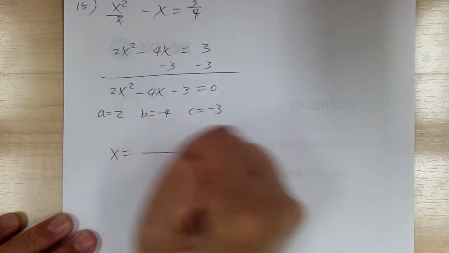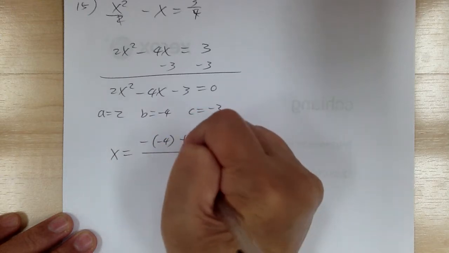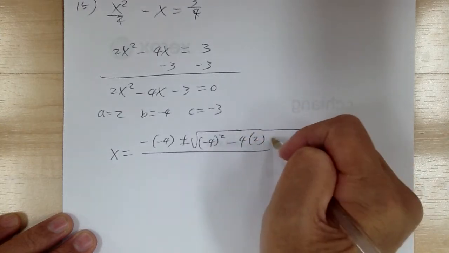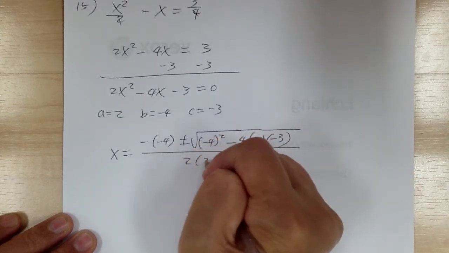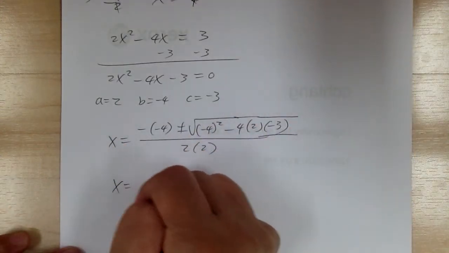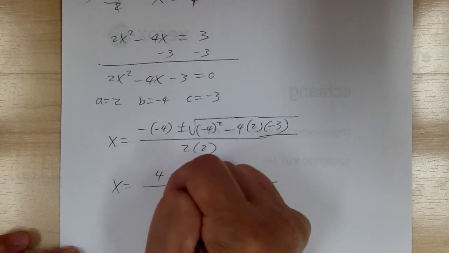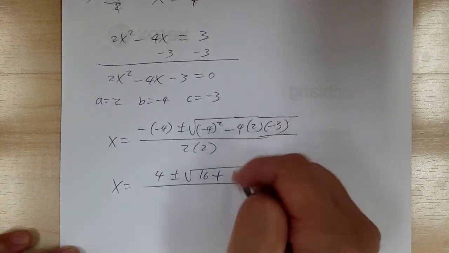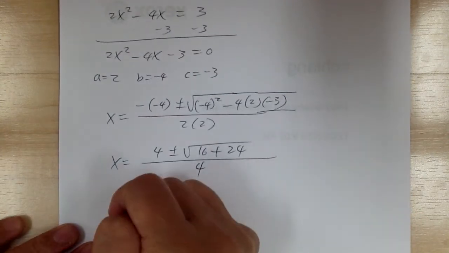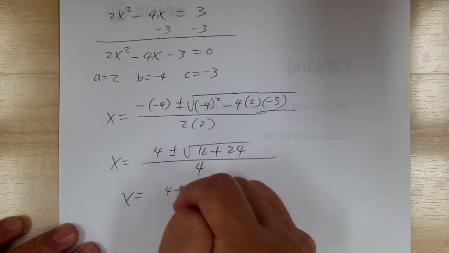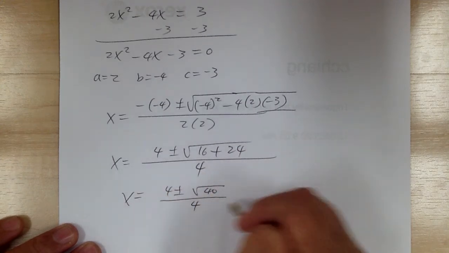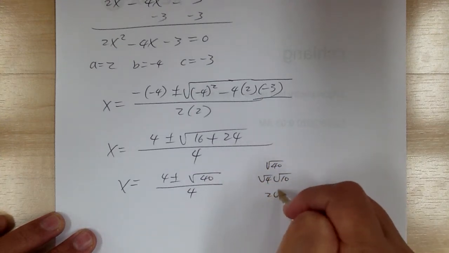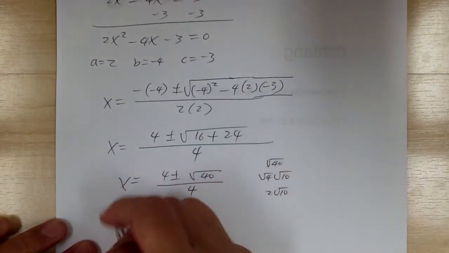Okay, so you got x equal to negative b plus or minus square root of b squared minus 4ac over 2a. So substitute everything, then you can start to work it out. Negative is positive, and this will give you 16. Negative times negative give you plus, and this would be 24. Okay, so x equal to 4 plus or minus square root of 40 over 4. Okay, so square root of 40, you can break into square root of 4 and square root of 10. So it would be 2 square root of 10.